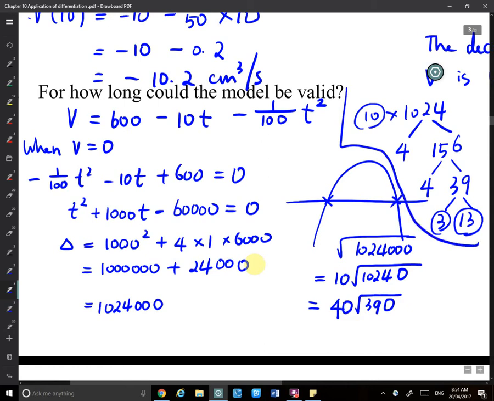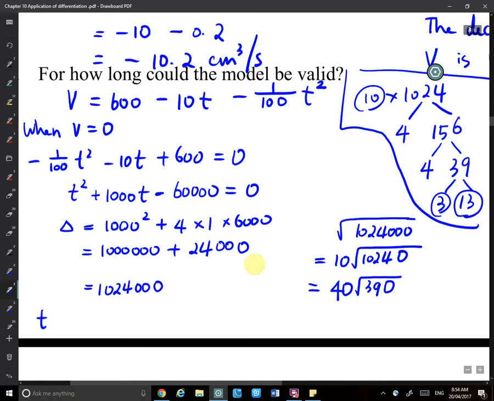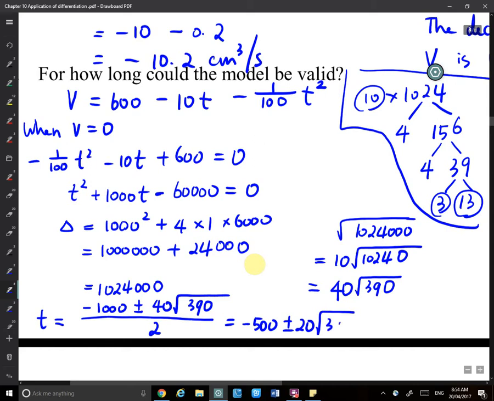Then what does t equal? t equals minus b plus or minus the square root of b squared minus 4ac over 2a. Divide by 2, so that equals minus 500 plus or minus 20 square root of 369.